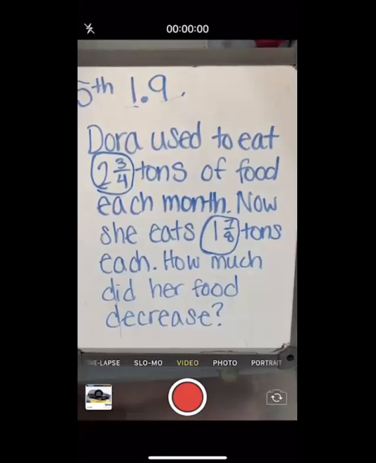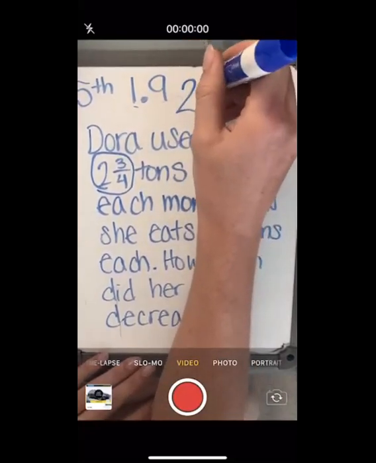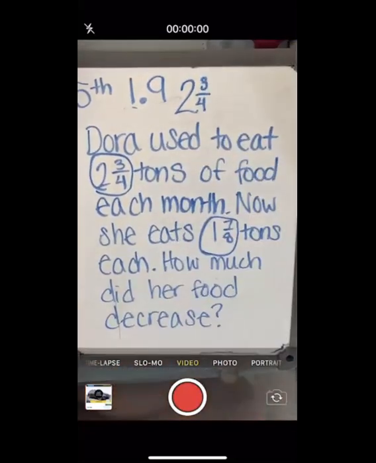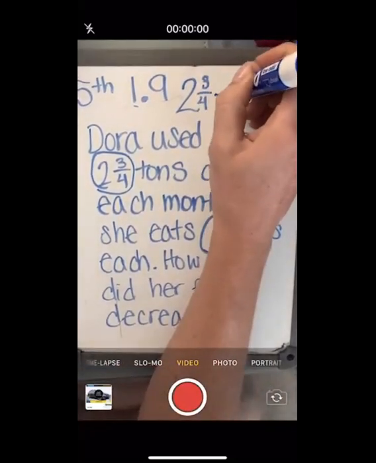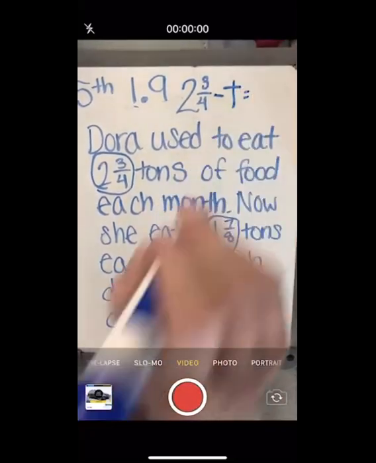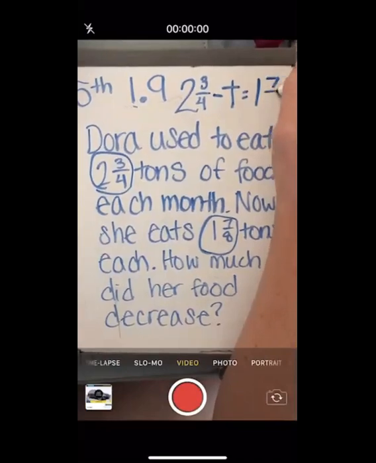I have my answer. Okay, well, hold on. We're going to get to the answer in just a minute. We're going to go through each step. Hey, Aaliyah, how much did she used to eat? She used to eat 2 3/4. Okay, so she used to eat 2 3/4, right? And then they're like, Dora, we need to take some food away from you. Do we know how much food they took away right now? No. So 2 3/4, I'm going to say minus T for tons. We don't actually know. They took something away. And how much does she eat now? 1 7/8. So here's our equation.